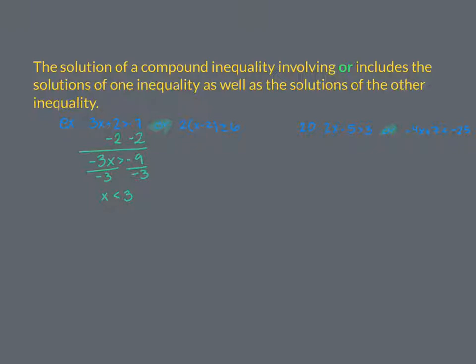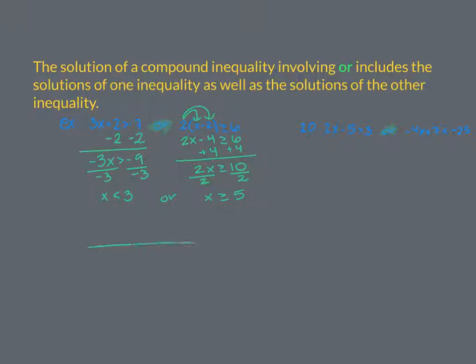Then I'm going to do the work on the right. First, I'm going to distribute the 2 to each term, so I get 2x - 4 ≥ 6. I'm then going to add 4 to each side, and then I will divide both sides by 2. So my solution set is x < 3 or x ≥ 5.